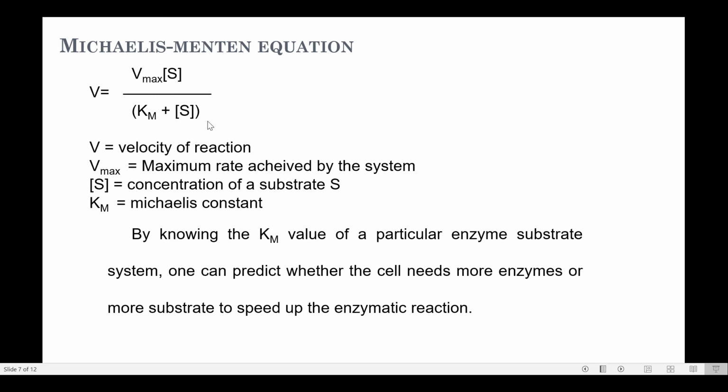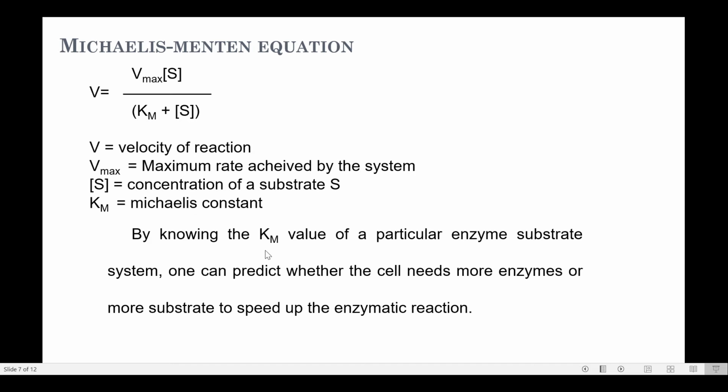The equation is V naught equals V max into concentration of substrate divided by Km plus concentration of substrate, where V naught is the initial rate, V max is the maximum rate or velocity of the enzyme, S is the substrate concentration, and Km is the Michaelis-Menten constant.